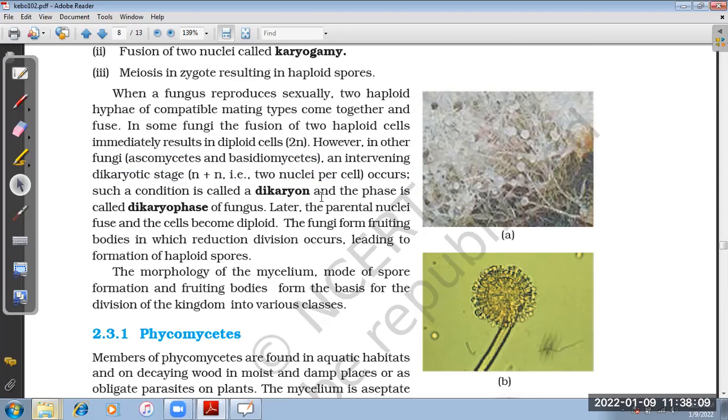So if a question is asked, penicillium and mushroom, do they show a dikaryon stage? Who shows dikaryon stage? Only Ascomycetes and Basidiomycetes group. Under Ascomycetes, penicillium comes. Under Basidiomycetes, mushroom comes. So my question to you, Sumitra, is, does penicillium and mushroom show a dikaryon stage? Yes, ma'am. Yes, very good. Make a note of it.